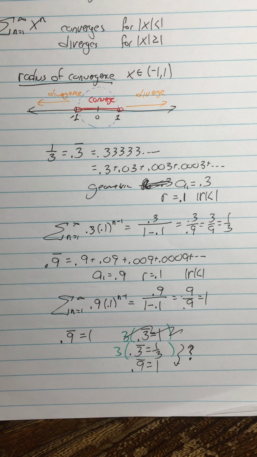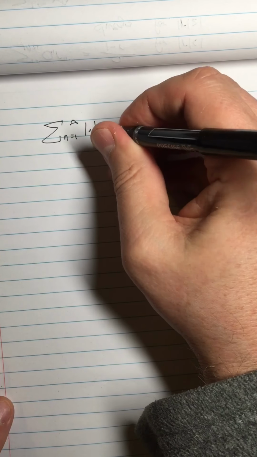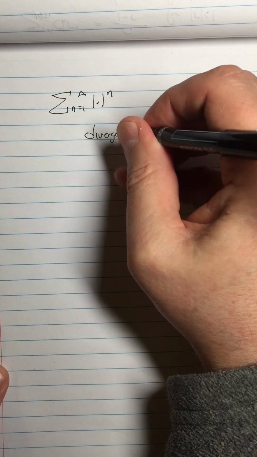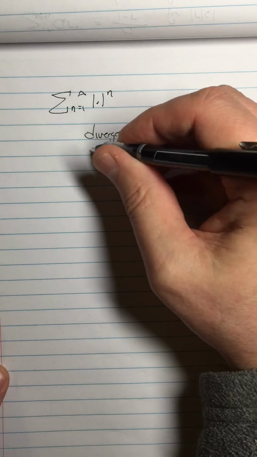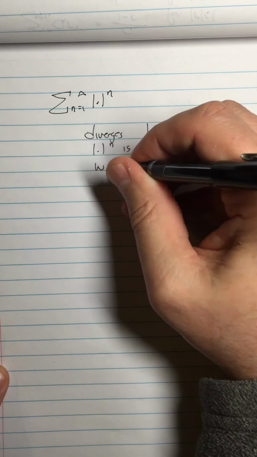You can also say some things like, what if I had the sum from n equals 1 to infinity of 1.1 to the nth power? Well, that diverges. And now I can give a reason, because 1.1 to the n is geometric with absolute value of r equal to 1.1, which is greater than 1. So absolute value of r is greater than 1. Therefore, this diverges and I don't have to think about anything else. Sort of interesting. There are more interesting things, but let's save them for the next video.